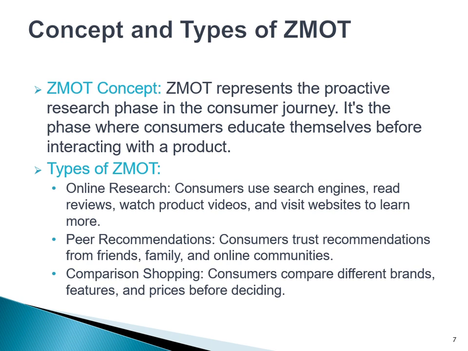So the second is the peer recommendation. Peer recommendation means when the customer trusts the recommendation of their family members, their friends, or some online communities. When they trust these sources and then go for buying, we call that peer recommendation. In other words, this is also called standard Z-mod.